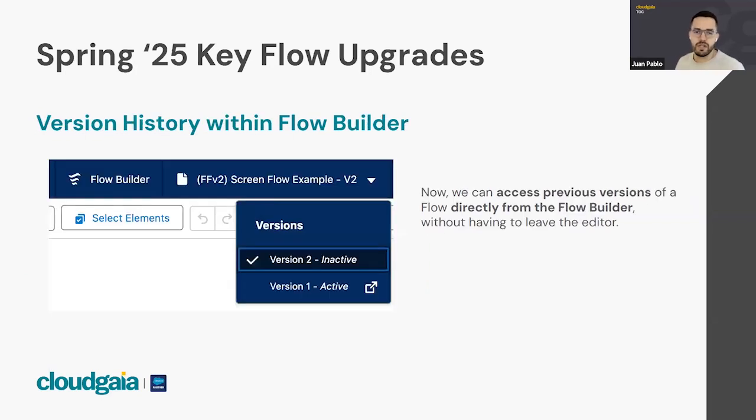And last but not least, I'm pretty sure you guys are familiar with this, which is the version history in Flow Builder. We now have a built-in version history in Flow Builder, so you no longer have to leave Flow Builder to see previous versions. It's much easier to track and compare changes directly within the editor. And you can quickly revert or reference older versions without switching between menus. This is a simple but very powerful improvement that makes flow development more efficient.